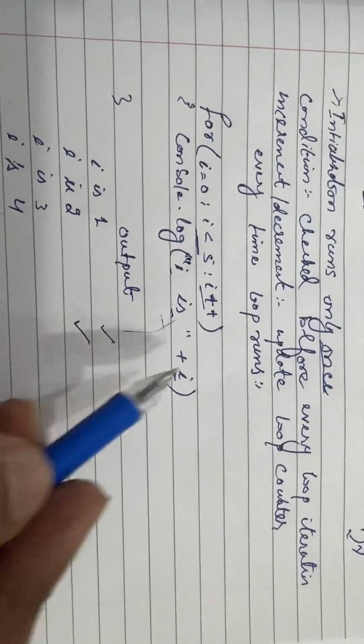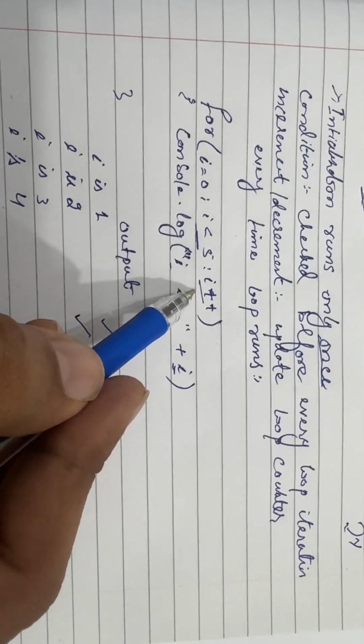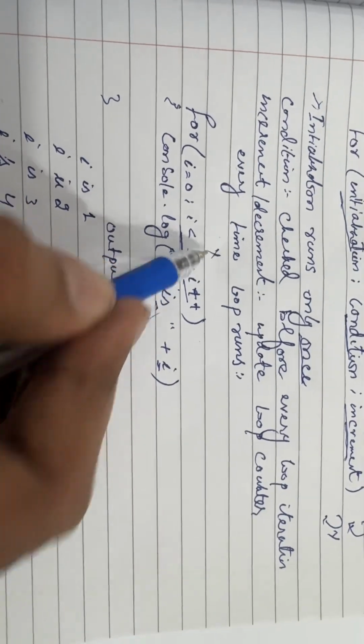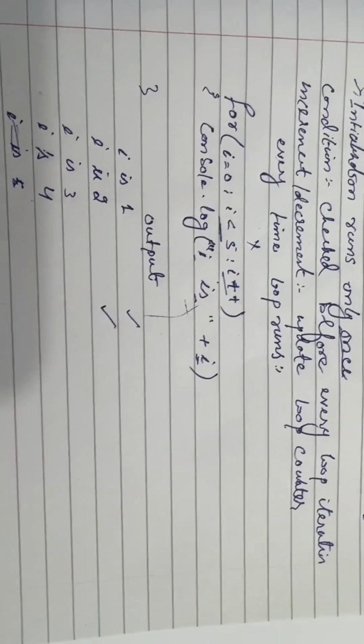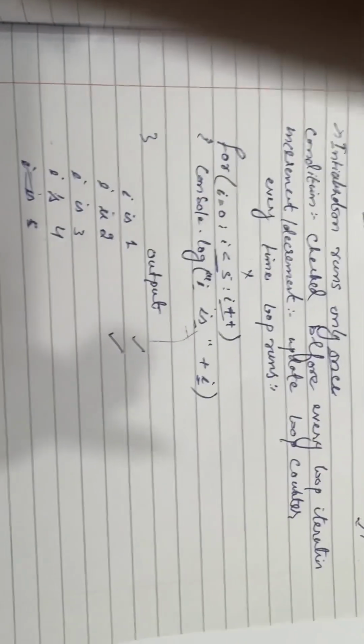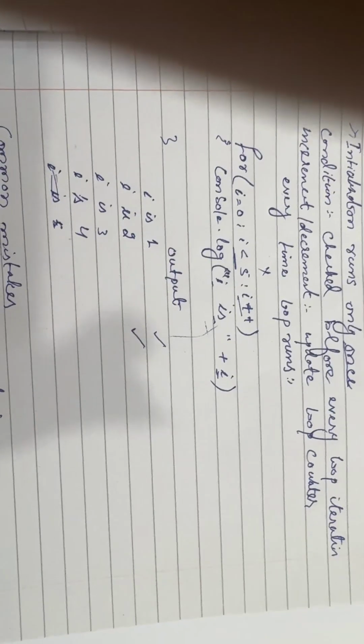and the fourth iteration would be i++, i is less than 5, so 4 is less than 5, it will execute. Then this will run and i would become 5. 5 is less than 5 is false, so it will terminate the execution. So this loop would run 4 times.